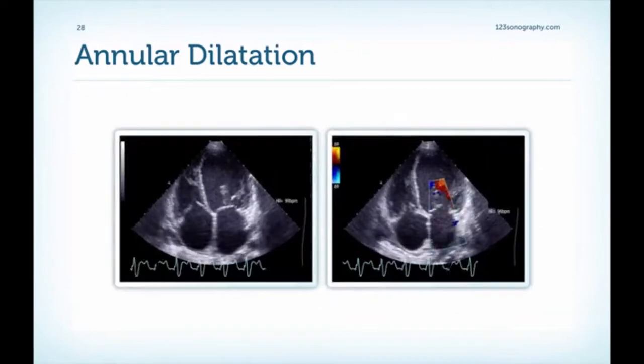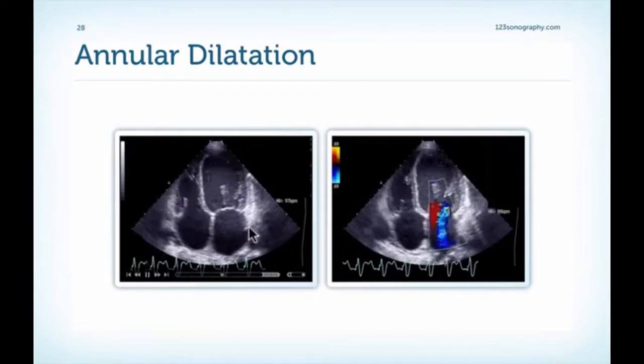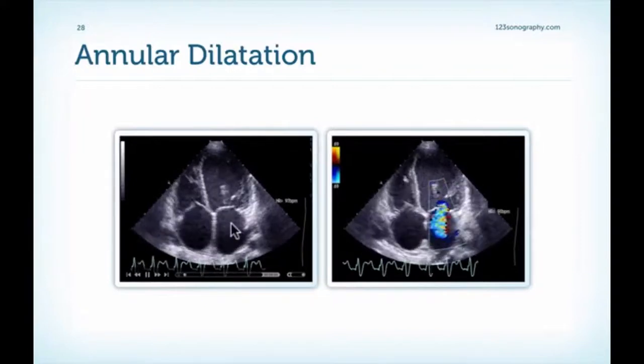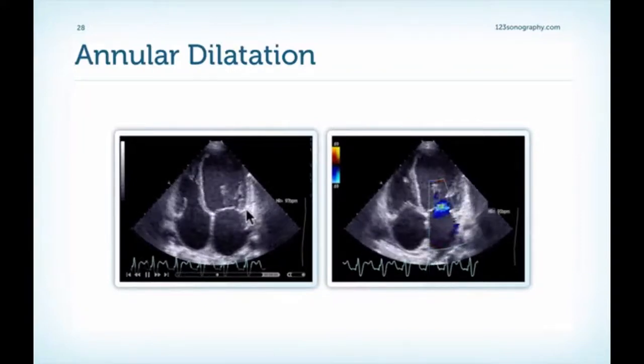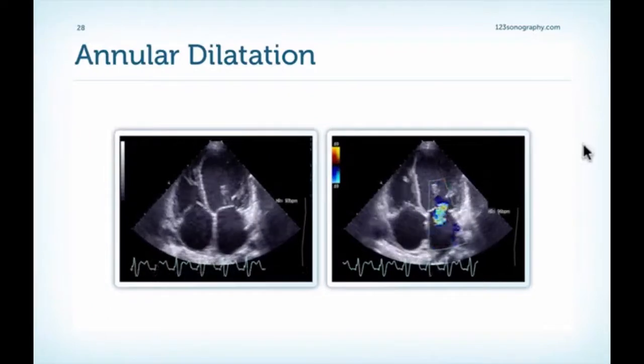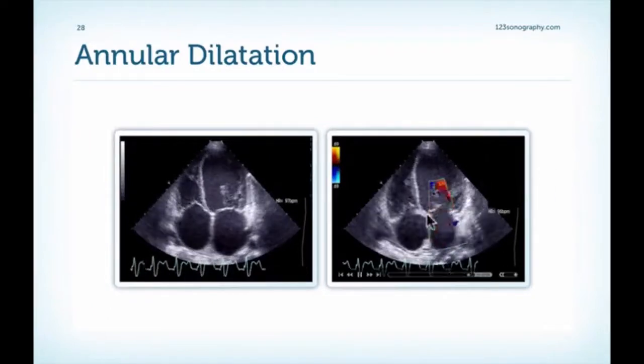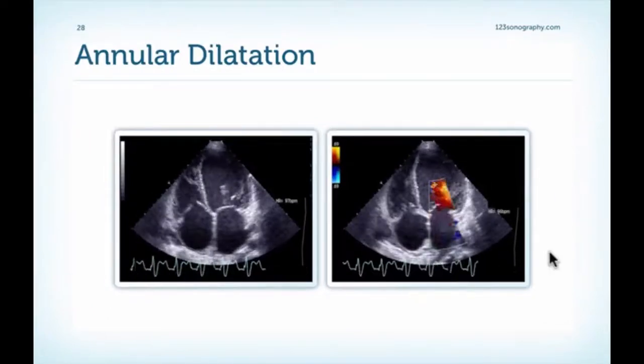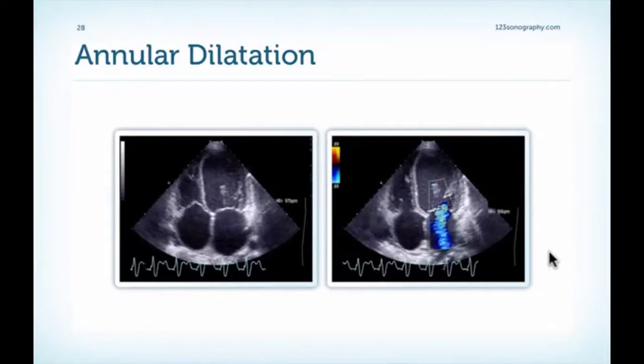Look at this four-chamber view of a patient with dilated cardiomyopathy. We have a large left ventricle, we have severely reduced left ventricular function, but note exactly how far down towards the left atrium the line of closure of the mitral valve is. With color Doppler, we see that we have a central jet. How severe do you think regurgitation is? I would say it's moderate to severe.